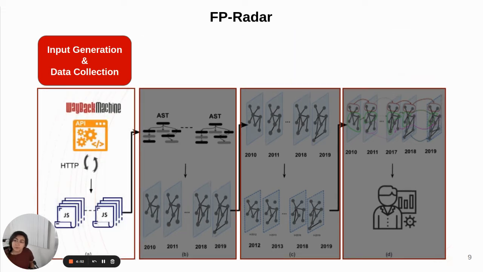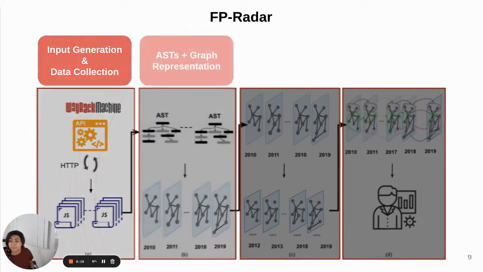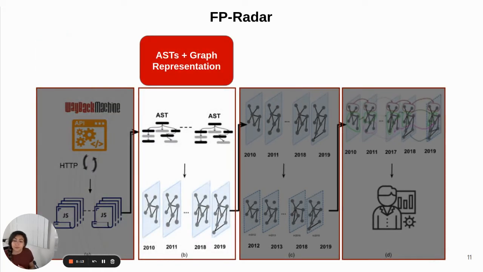So the first step is input generation and data collection. To longitudinally analyze web APIs, FPRadar needs to measure their usage on the web over time. We rely on the Wayback Machine to access historical snapshots of scripts for the last 10 years on the Alexa Top 100K websites. Next, FPRadar relies on the principle of guilt by association to detect the abuse of web APIs for browser fingerprinting. It means that if an API is being used alongside known fingerprinting APIs, then we can presume that the API in question may also be used for browser fingerprinting. To model this principle, we represent web API co-occurrence in a graph.